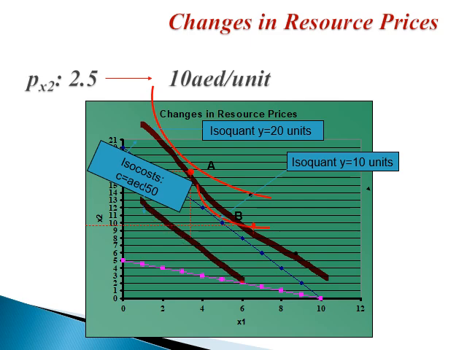If px1 changes, then you will have a rotation of the isocost line along this part right here, either like this or like that. And if you have a change in px2, you will have a rotation of the budget line either like this one or like this one. It is a rotation along the horizontal axis when px1 changes, or a rotation along the vertical axis when px2 changes.